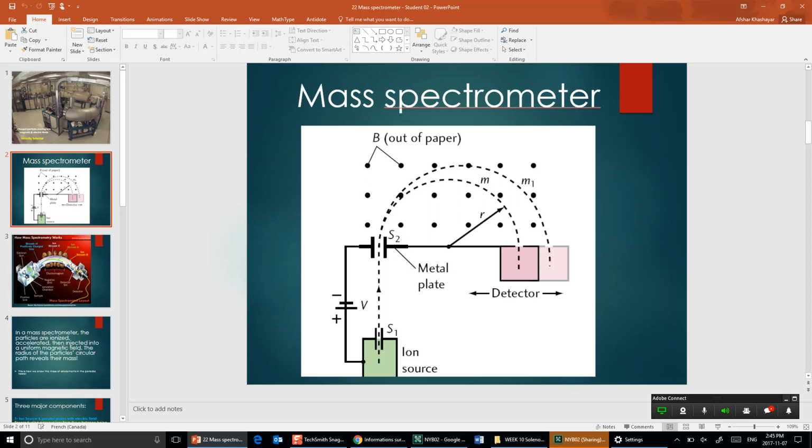So calculate it, tell me a number. Q is the charge of the proton. It's 1.602.